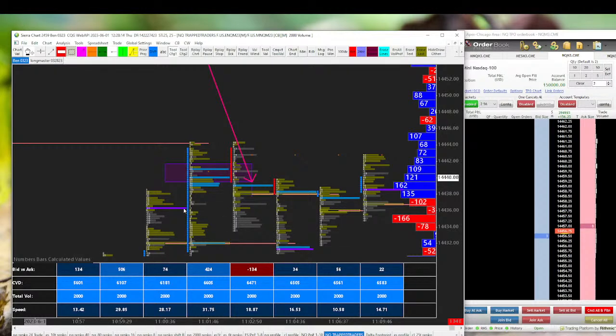Every one of these bars has 2,000 contracts at volume in it. That's how this works. But it's just another way of looking at the same info. So see how all the sellers are here? Like there's much bigger volume. That's not coincidence. It's because they got underneath these guys.